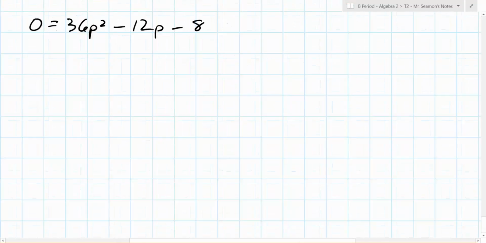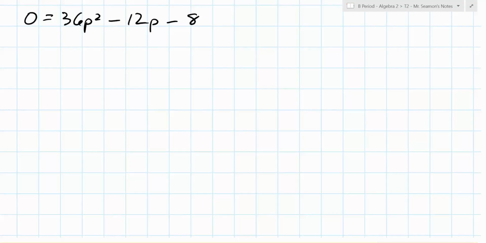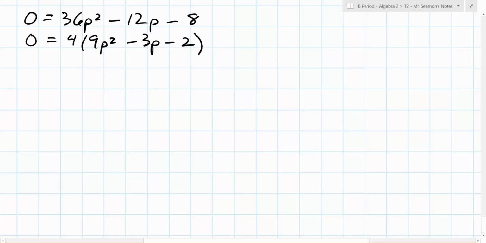Now all of those coefficients are what type of numbers? Positive. No, they're not positive. Real, I know they're real. That's fine. They're even. What's the biggest factor? 4. This is 0 equal to 4 times 9p squared minus 3p minus 2. What can we divide both sides by? 4. What's 0 divided by 4? 0. So we have 0 is equal to 9p squared minus 3p minus 2.